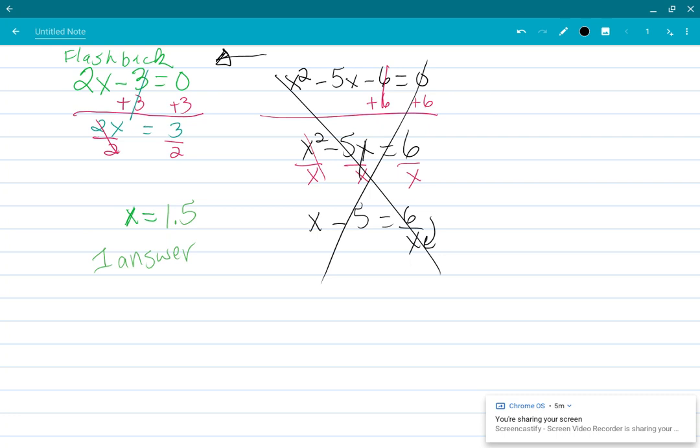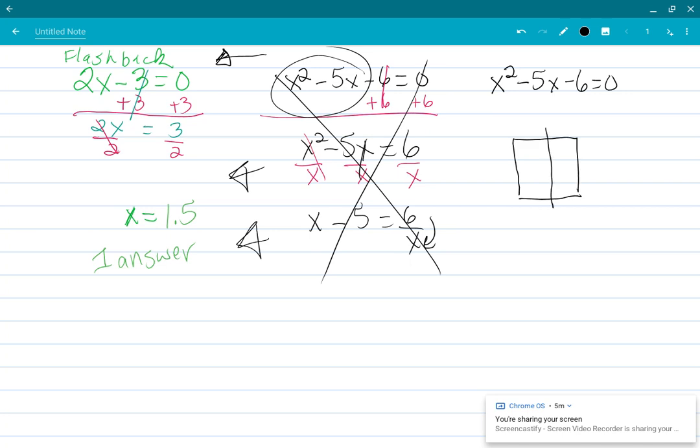So anyway, I wanted to show that this method doesn't work on quadratics, right? You can't just add 6 and then divide by x. You can't combine these right here because one's x squared, one's x. So what we can do is we could try to factor this thing. So let's try to factor this. We're going to use our box, right? And then hopefully we can get something to look like this.